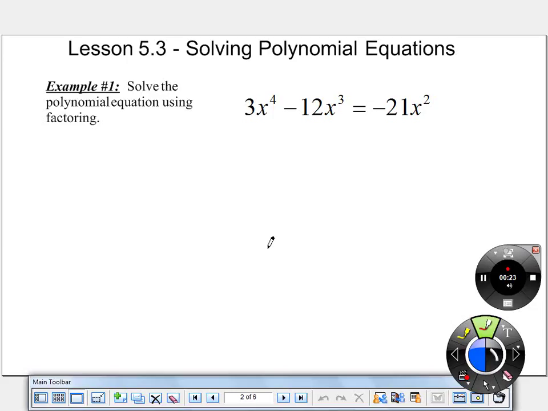So here's a polynomial equation, and we're going to solve it using factoring. So the first thing I'm going to do is add 21x squared to both sides so that I have everything on one side and equal to 0, so I can use that zero product property. So 3x squared is the greatest common factor of the polynomial here, and that leaves x squared minus 4x plus 7.